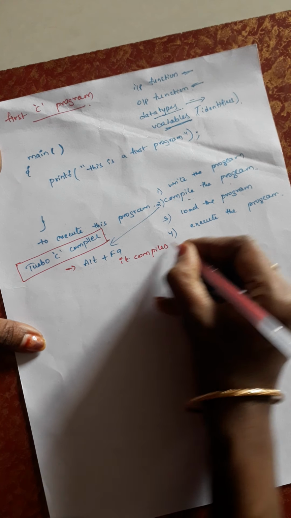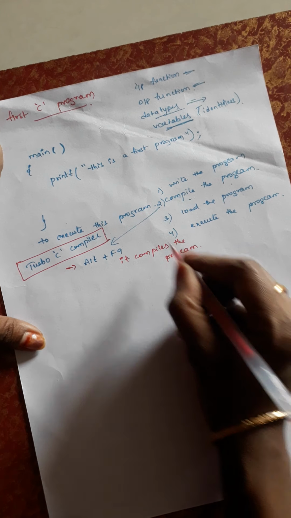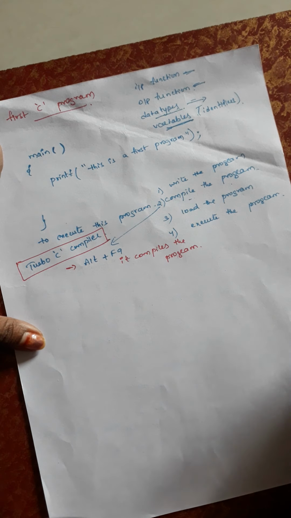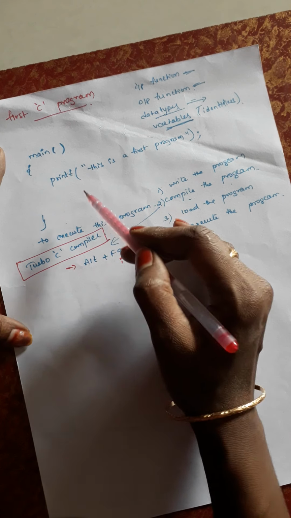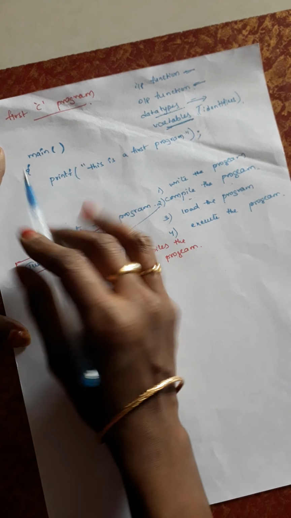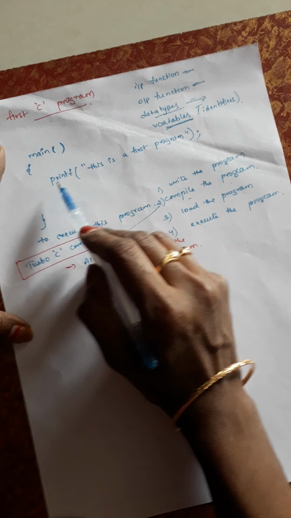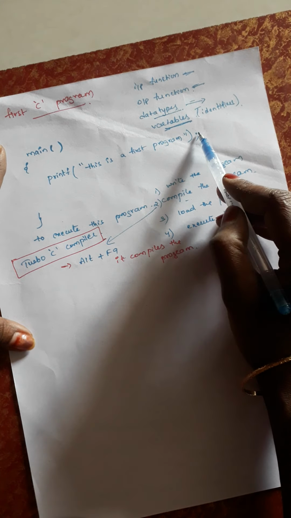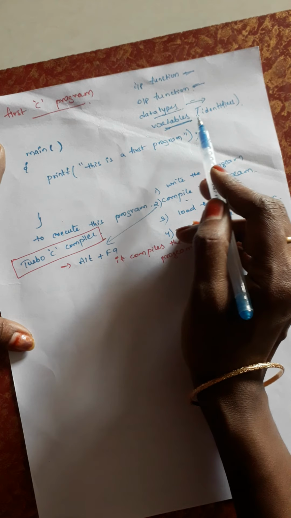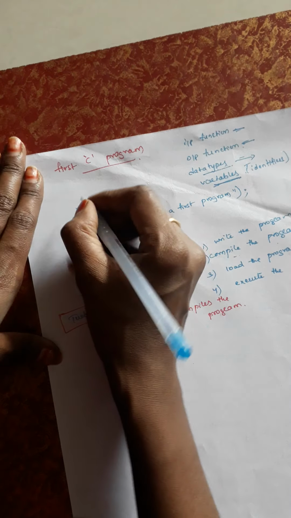What is meant by compilation here? It converts our source code to object code, the machine code. Did we get any mistakes here? No, we followed all the syntax: main, open and close brackets, the printf function, double quotes and semicolon, everything written correctly. But it gives a warning. What does the warning mean?